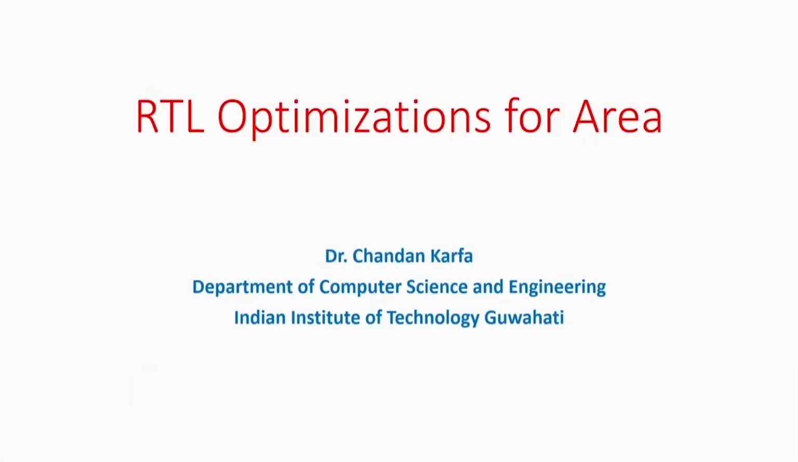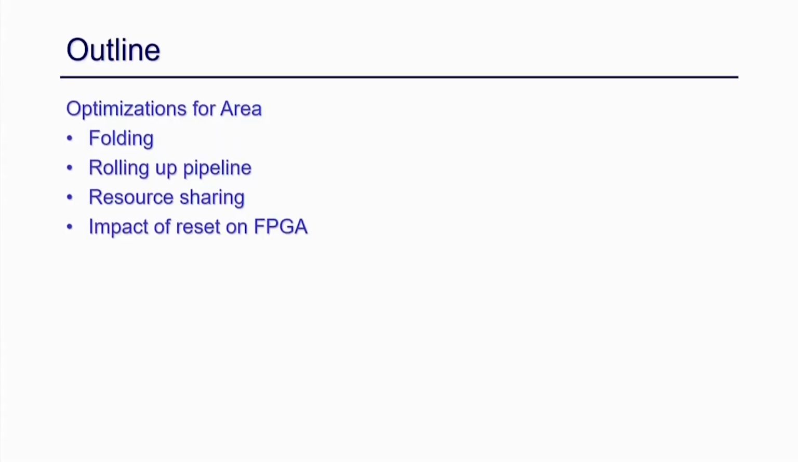Welcome everyone. So, today we are going to discuss RTL optimizations for area. In our last discussion, we discussed several techniques which improve the timing of a design, or say the throughput of a design, or the latency of a design. So, we discussed certain strategies. Today's discussion topic is area. What are the techniques commonly used on RTL which actually improve the area?